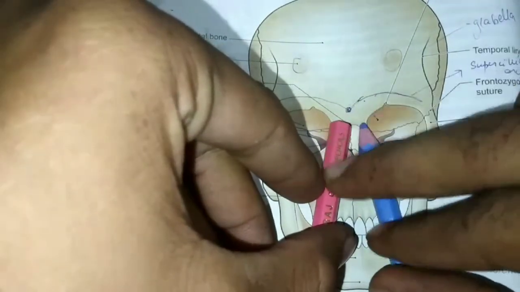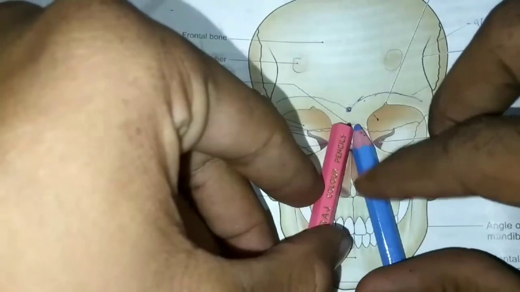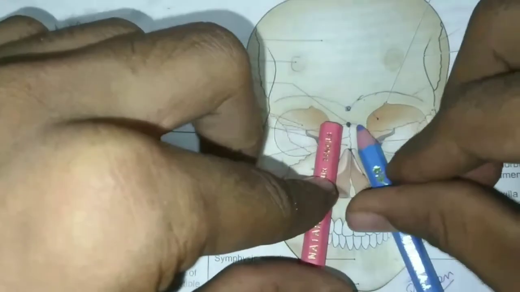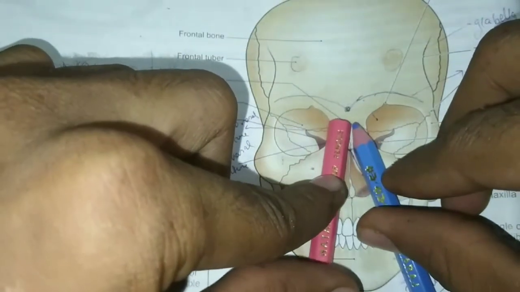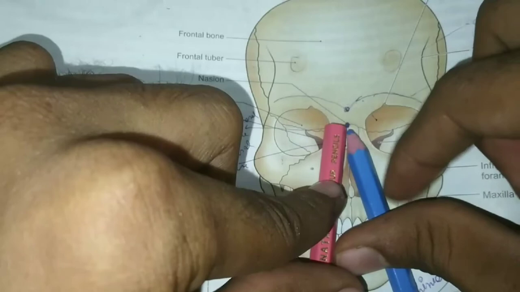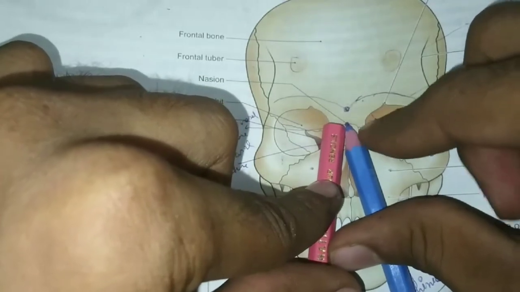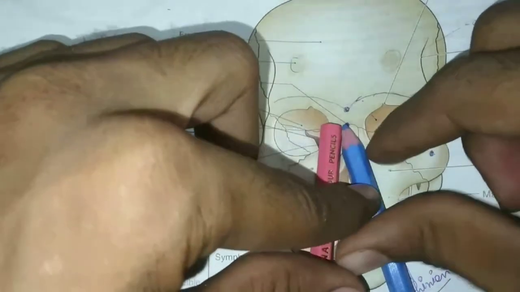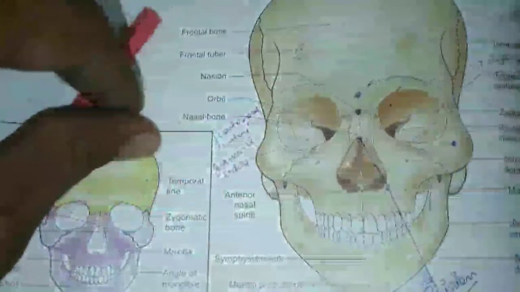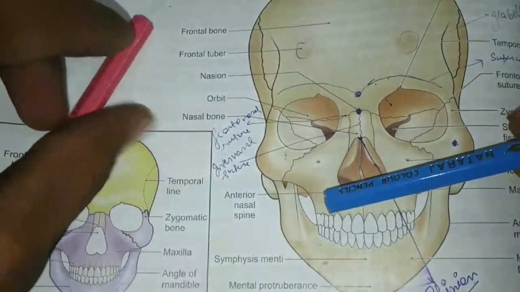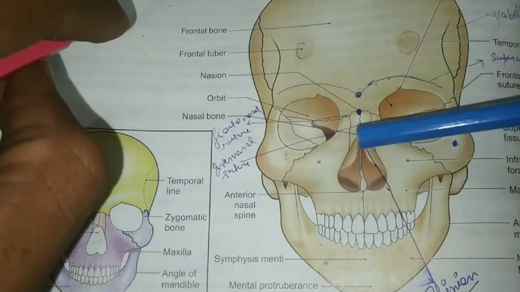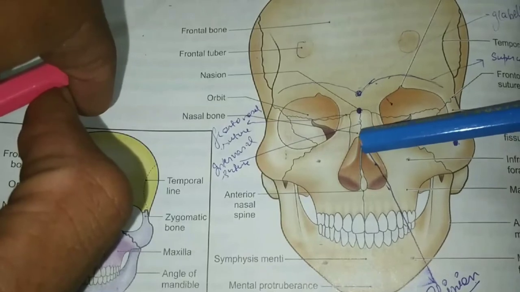So anteriorly there are the nasal or internasal bones, so you can easily see that the bone is somewhat triangular in shape. Posteriorly by the frontal process of maxilla, superiorly by the frontal bone, and inferiorly by the upper nasal cartilage which is attached to it. Here the upper nasal cartilage is present.